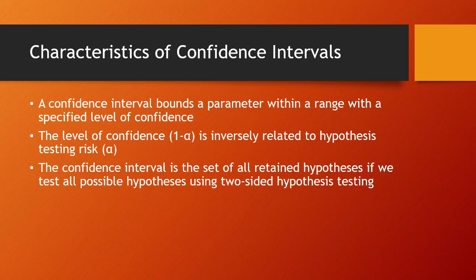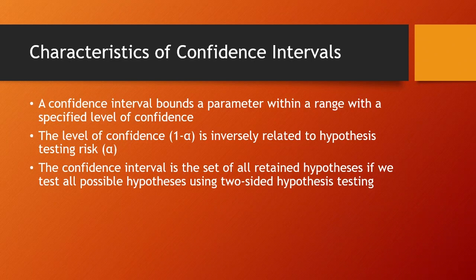The confidence interval is the set of all retained hypotheses if we test all possible hypotheses using two-sided hypothesis testing. What you're seeing here is that the two methods of inference are related. A hypothesis test is a test about a single population parameter value. A confidence interval is a test about all possible values for the population parameter. So in essence, to create a confidence interval, we are conducting many hypothesis tests.